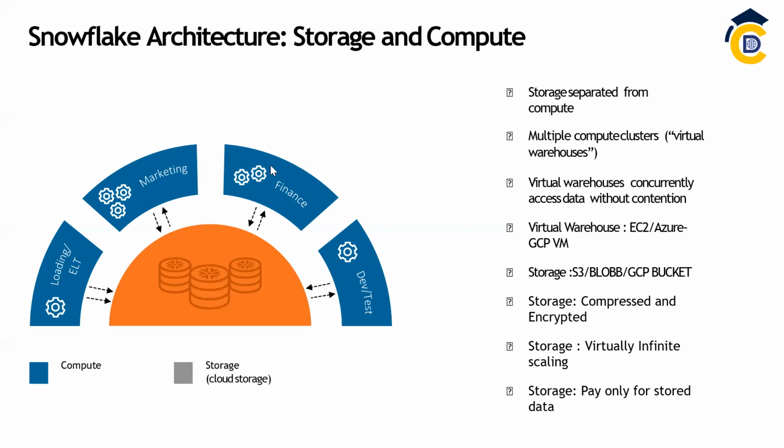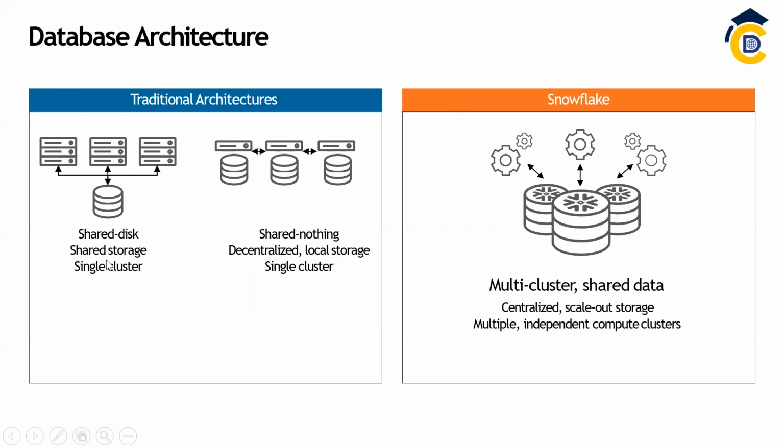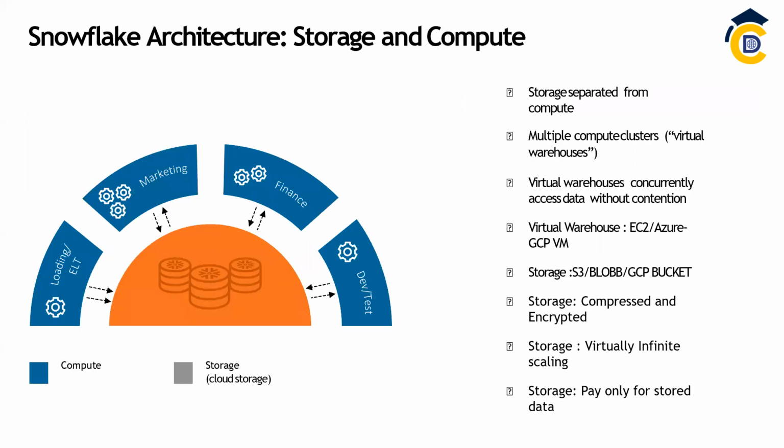When we saw a few traditional architectures before, they were shared disk, shared storage, and single cluster. Then there was shared nothing, decentralized local storage, but still it was single cluster. But Snowflake came as multi-cluster. We discussed what multi-cluster and cluster means, so not going into that now. And virtual warehouses concurrently access data without contention.